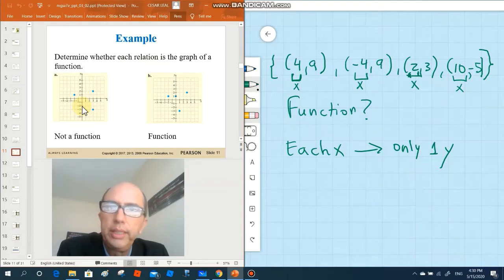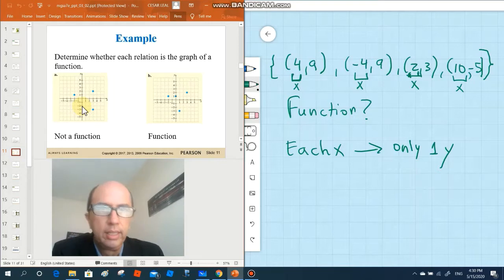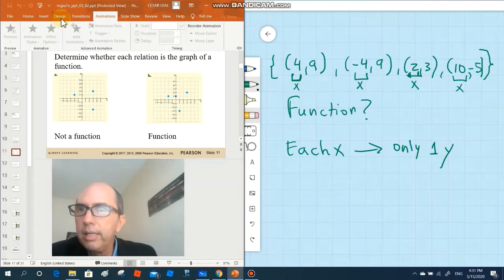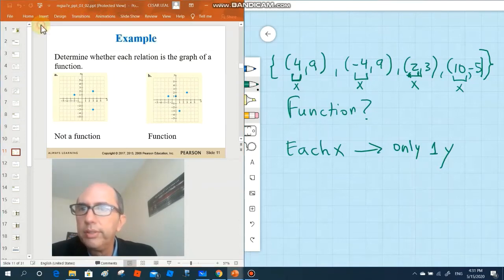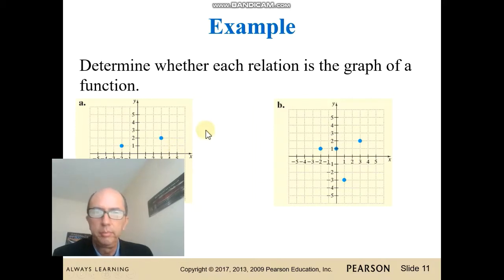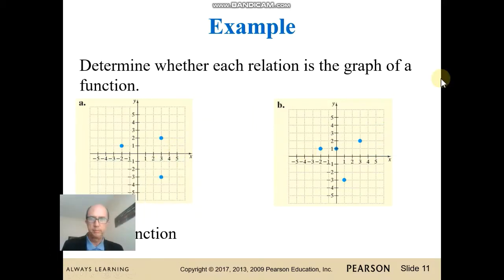Determine whether each relation is a function or not. Well, basically, let's do the slideshow, current slide. Okay. Oh, I'm in the way. So see this first graph here, letter A. For x equals 3, you have y equals -3 and y equals 2. That means for one x, you have two different y's. So this is not a function.